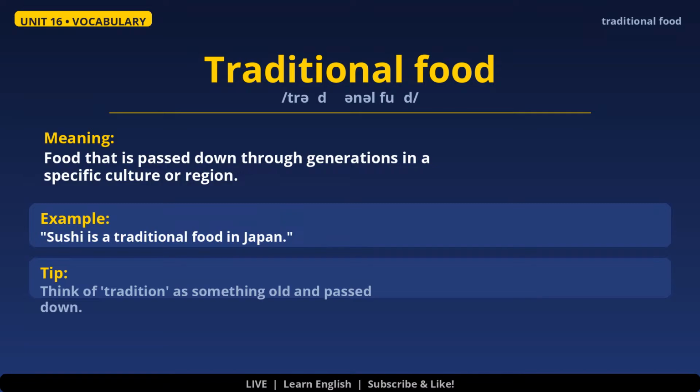New word alert. The word is traditional food. Food that is passed down through generations in a specific culture or region. Here's an example. Sushi is a traditional food in Japan. Remember, think of tradition as something old and passed down.